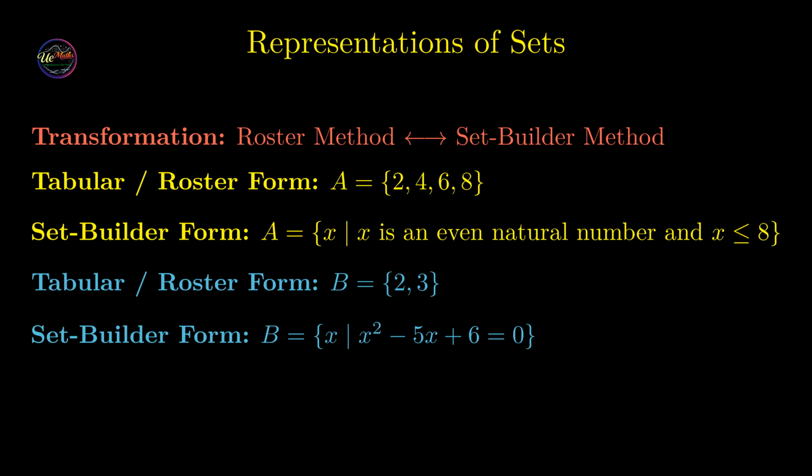We can transform roster form to set builder form easily by identifying the mathematical pattern. We know the natural numbers are 1, 2, 3, 4, 5, 6, 7, 8, 9, 10, etc. So, there are 4 numbers less than or equal to 8 and even. In another example, this is a quadratic equation. The solutions of this equation are 2 and 3, so the set has 2 elements only.